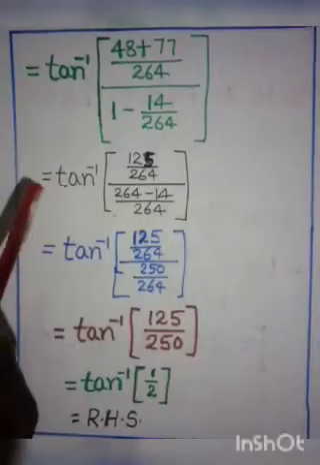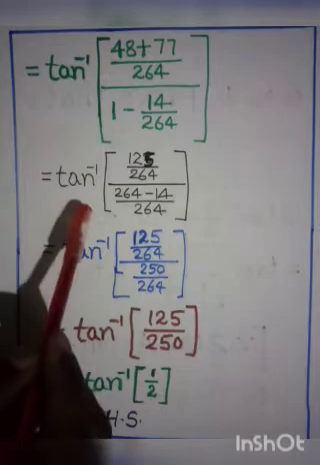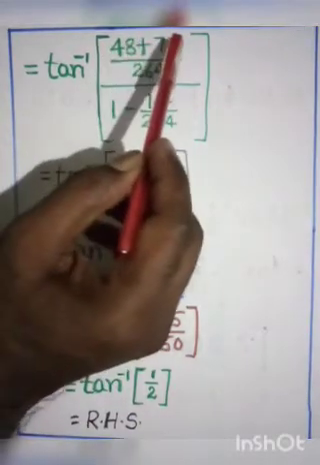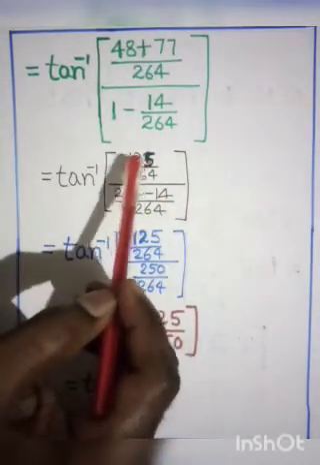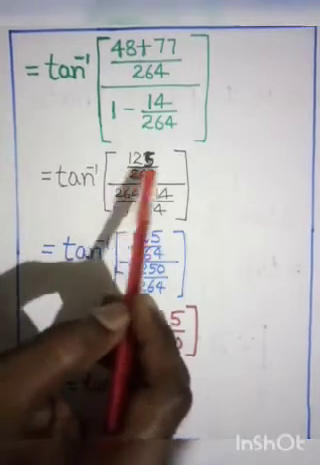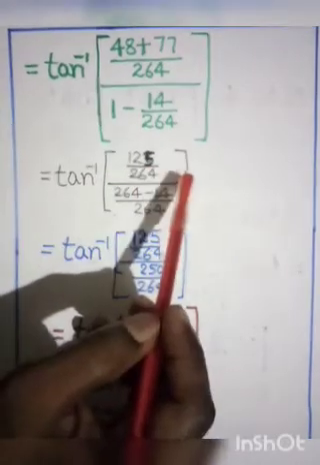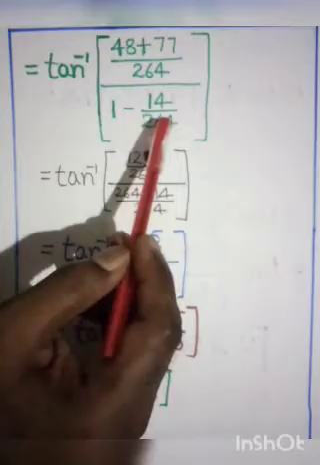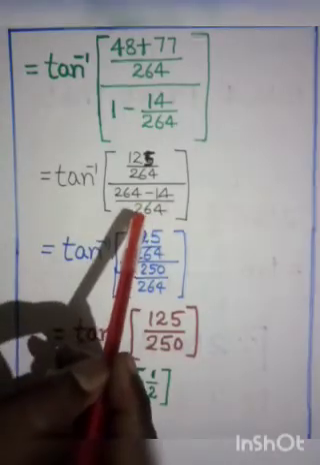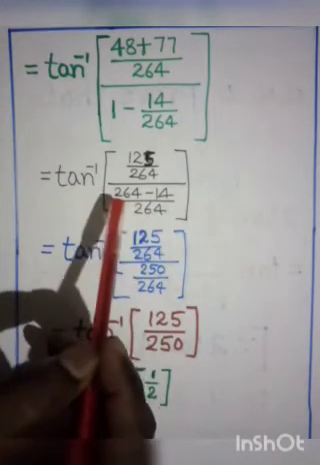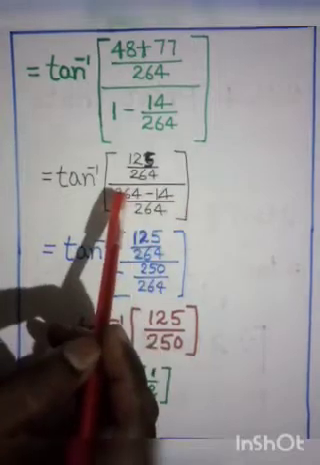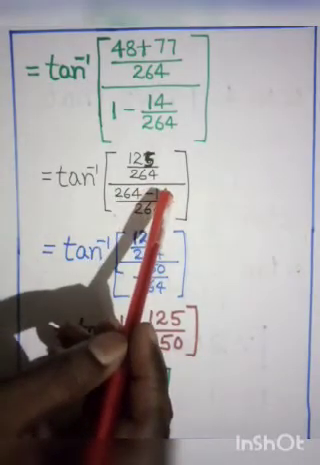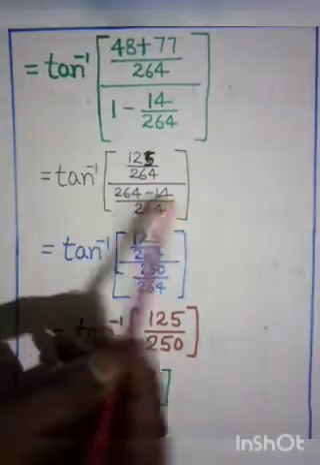That is equal to tan inverse of 48 plus 77. What do you get here? 125 by 264 whole divided by, again by taking LCM here, we get LCM is 264, and in the numerator you get 264 minus 14. Understood this step, my dear children?